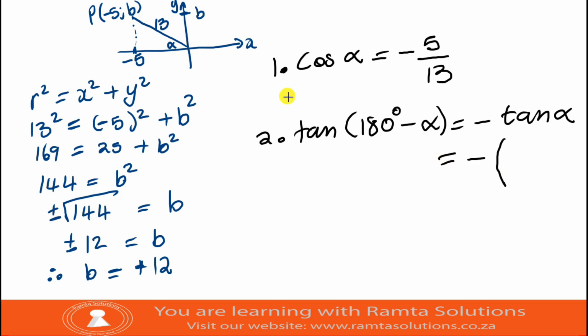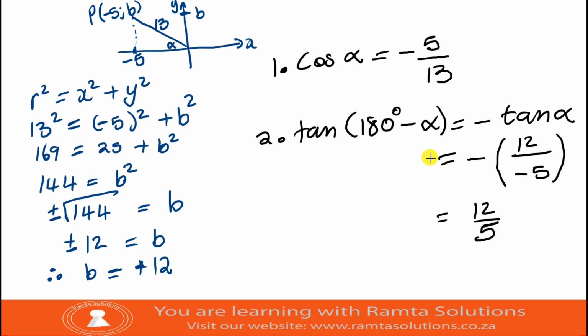Let me open a bracket. The opposite side is the B, which we said was positive 12. Now the adjacent, what is it? It's -5. And therefore, this means we have negative over negative, so it will be positive 12 over 5. Okay? We have positive 12 over 5.